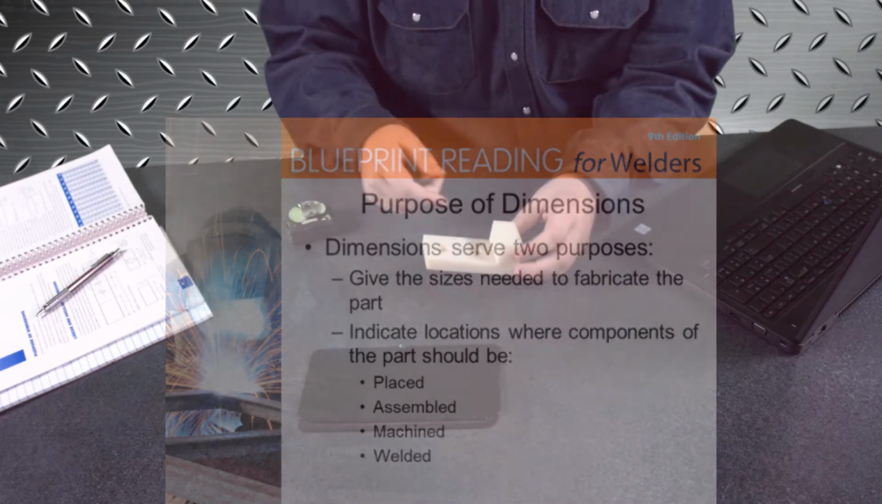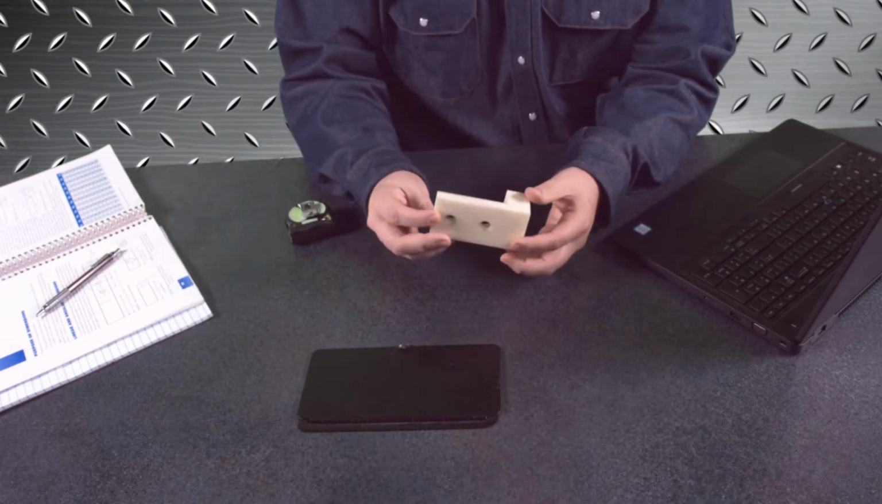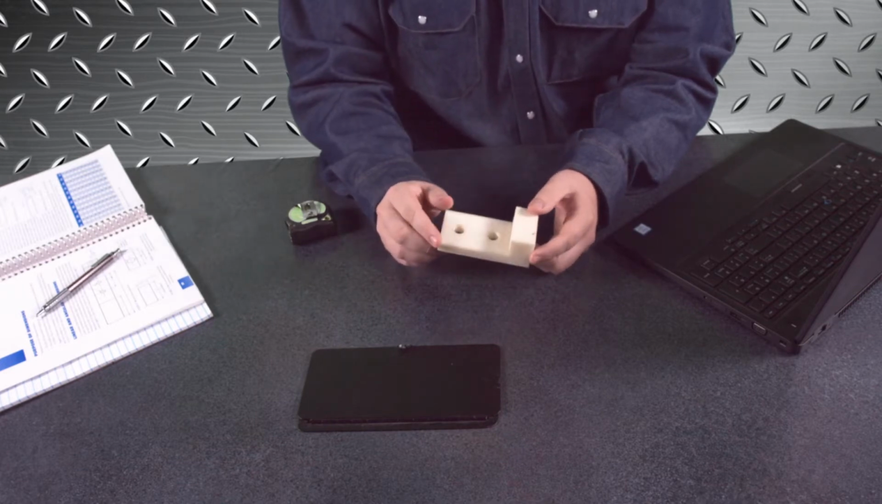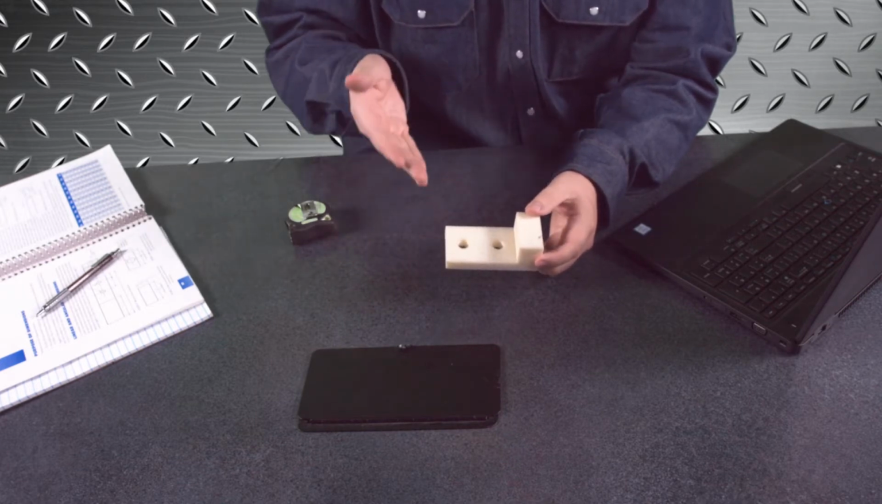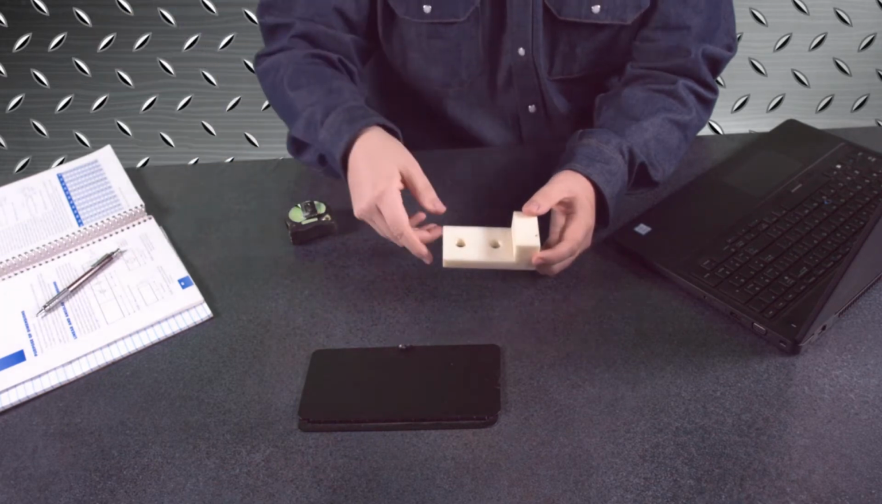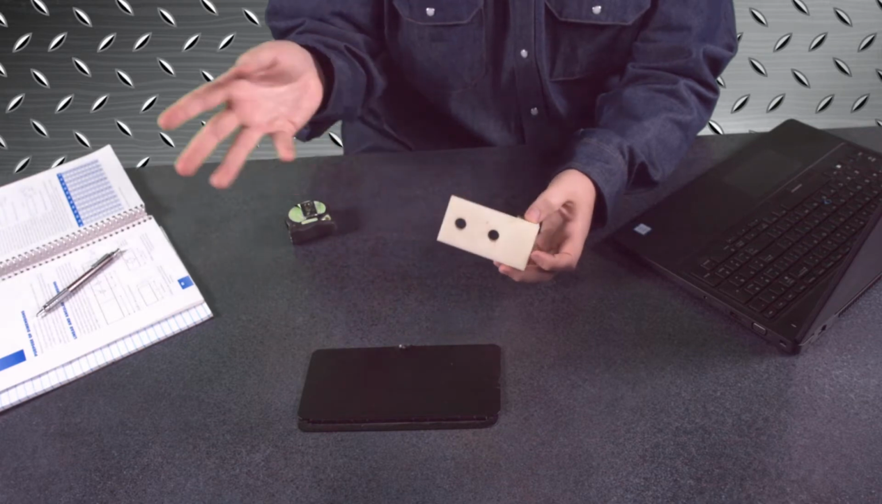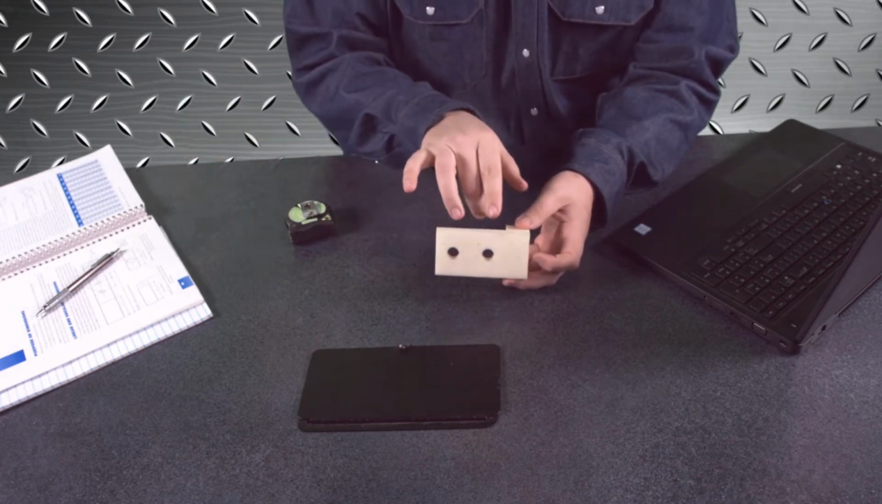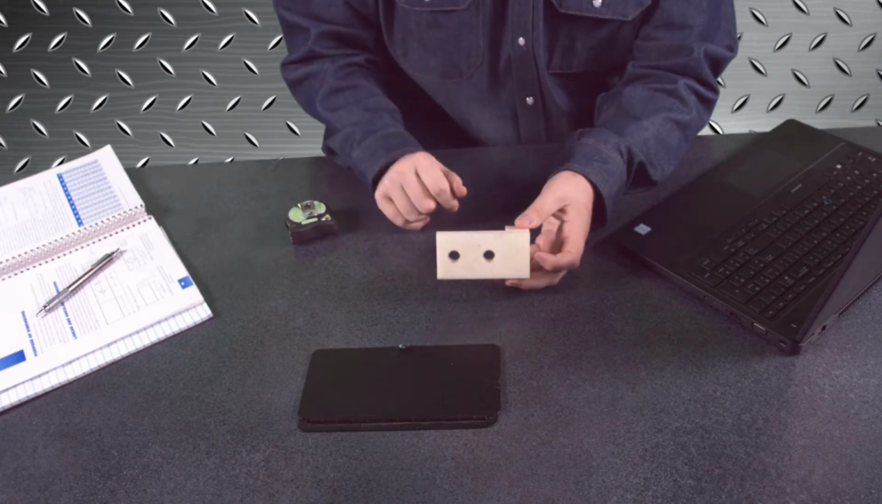Dimensions will let me know if I'm putting a weld here. Dimensions let me know where I should put the holes on this piece. If I didn't have those, I wouldn't know where this needed to go. An engineer is not going to wave their hand at a part and say, oh, I need two holes in this part somewhere in the middle. No, they're going to tell you exactly where they want them through dimensioning, okay?